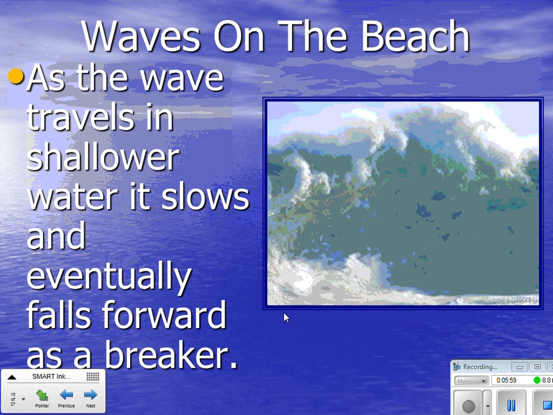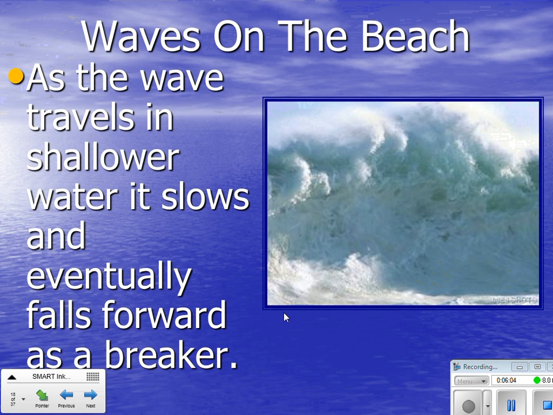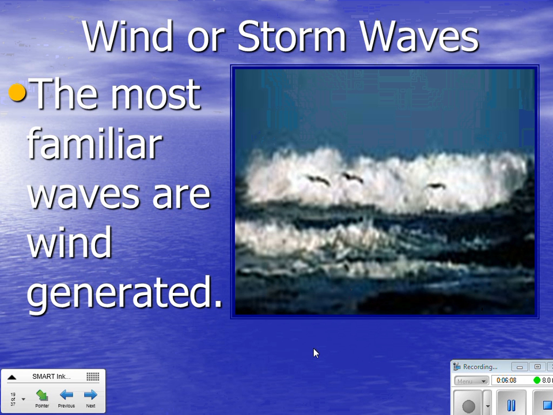As the wave travels in shallower water, it slows and eventually falls forward as a breaker. The most familiar waves are wind generated. Again, this is really important to think about: the designation between tides and waves. Tides are caused mostly by the pull of the moon, whereas waves are caused mostly by wind.